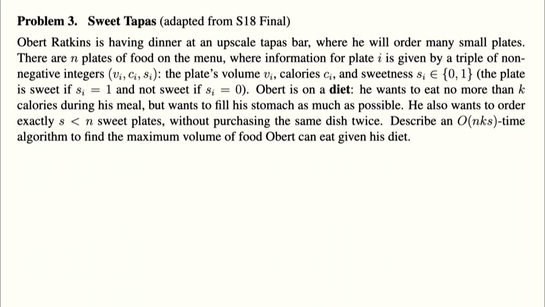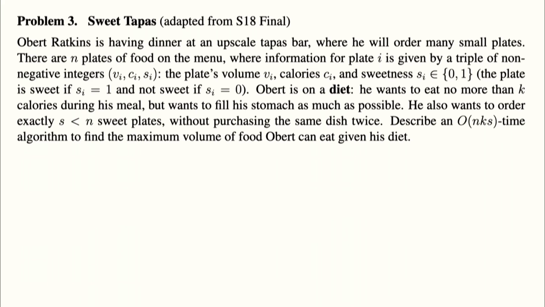he's on a diet, but he has a dinner at an upscale tapas bar where he's going to order many small plates. There are n plates of food on the menu where each plate has certain information. It has a volume, a number of calories in that dish, and a sweetness label, basically 0 or 1, whether it's sweet or not. But he's on a diet, and he wants to eat no more than k calories during his meal, but wants to fill his stomach as much as possible because he wants to feel full, right? So he wants to maximize the volume that he fills, even though he wants to restrict the number of calories.